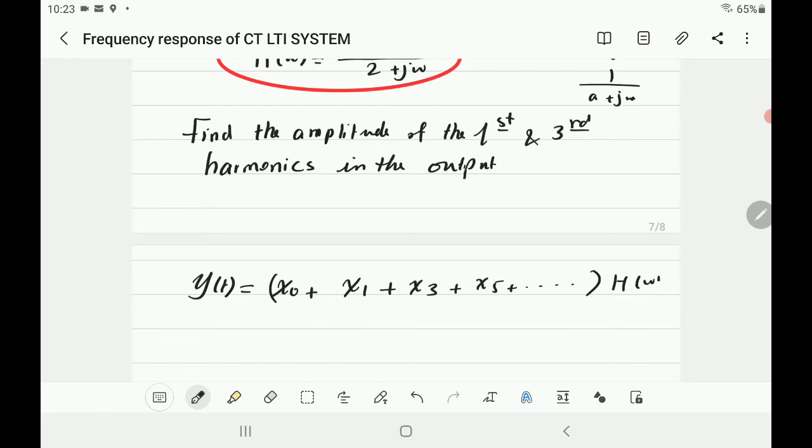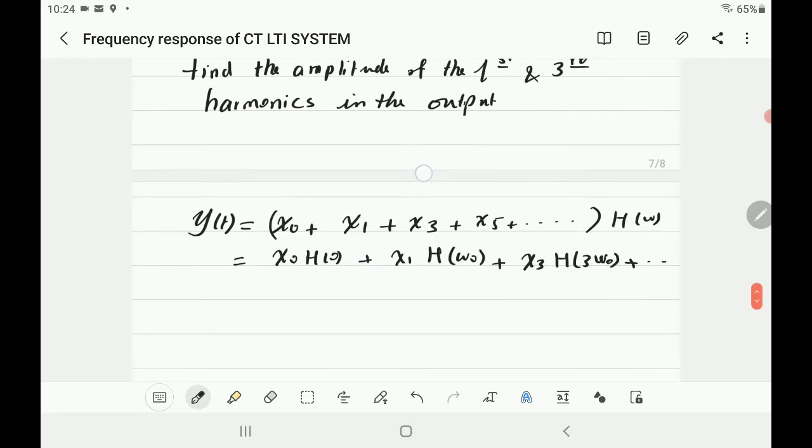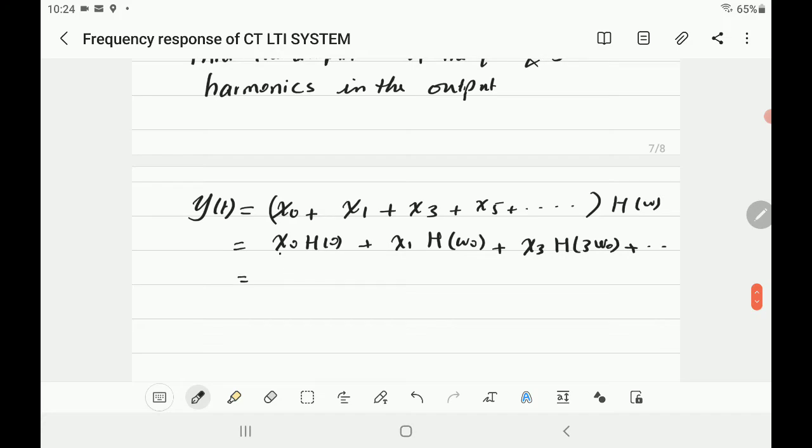And h omega is changing, so you will have x naught h naught plus x1 h omega naught plus x3, we don't have the second, h3 omega naught, and so on, all right? For the DC component, the DC component will be y naught, and that will be the first, and that will be the third. And that's the question asked about.